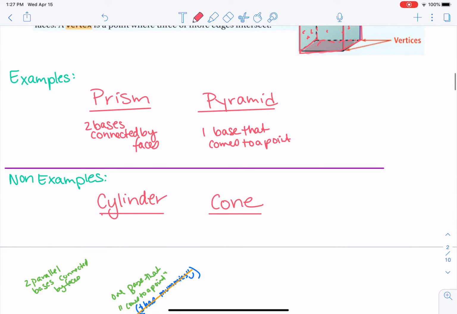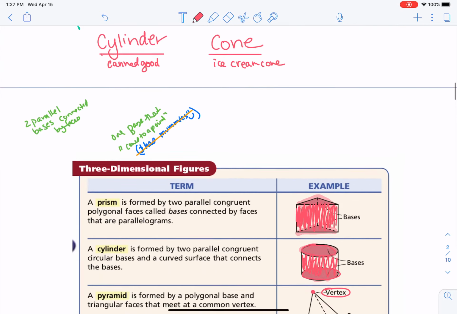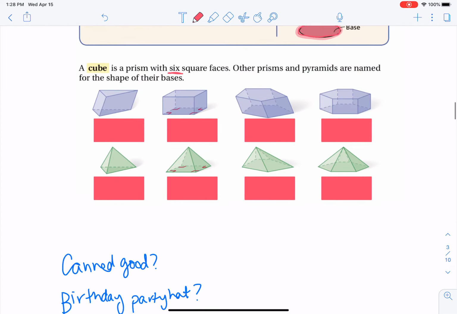A cylinder is two circles. Actually, I think it's easier if I just write a canned good. That's kind of what a cylinder looks like. And then a cone is like an ice cream cone. One circle on the bottom for the cone and one on the top and bottom for the cylinder. So those are kind of some of our definitions.